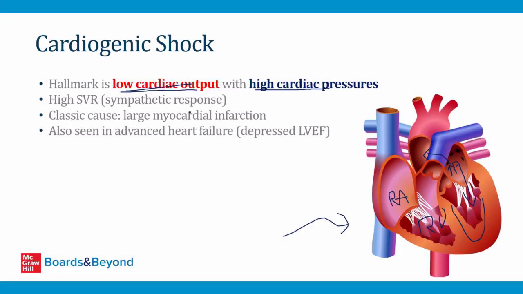So when a patient has cardiogenic shock, you see low cardiac output, but you also see high pressures when they're measured in the cardiac chambers. In addition, the SVR will be high. This is not caused directly by the cardiac problem, but it's the sympathetic nervous system's response. Whenever there's low cardiac output and low blood pressure, the sympathetic nervous system is activated. It constricts peripheral arterioles, and that raises the SVR. So this is the profile of cardiogenic shock: low cardiac output, high pressures, high SVR. Classic cause is large myocardial infarction, like I mentioned. You can also see it in advanced heart failure in patients who have severely depressed left ventricular ejection fractions.